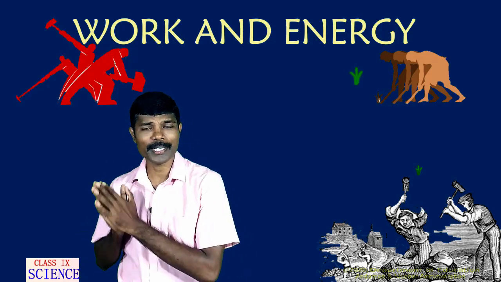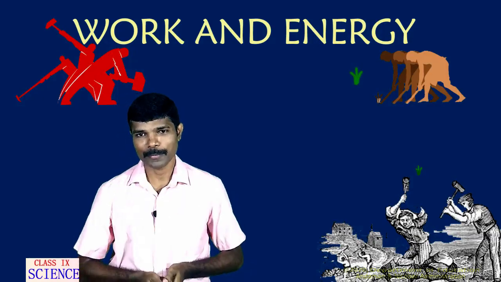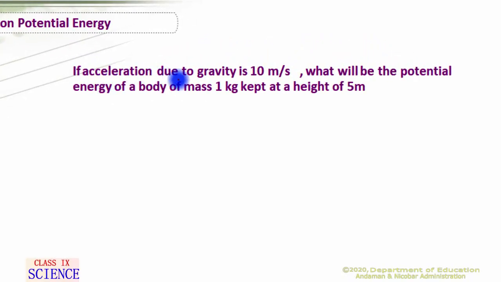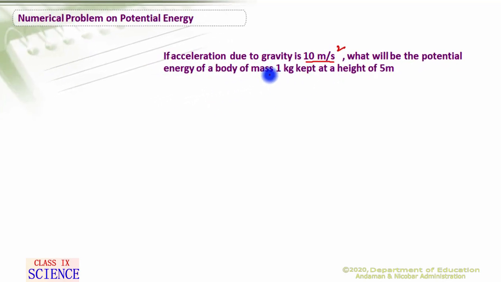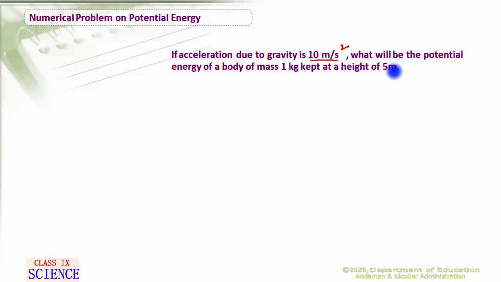On the basis of this, let us do some numerical problems. See the question: if acceleration due to gravity is 10 meter per second square, what will be the potential energy of a body of mass 1 kg kept at a height of 5 meter? See here, the value of g is given as 10 meter per second square. Mass is given as 1 kg, so m is equal to 1 kg. Height is given as 5 meters, so h is equal to 5 meter. What we need to find? Potential energy we have to find.